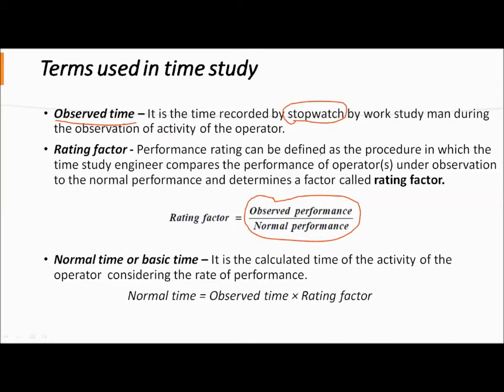Now you come to what is called normal time or basic time. Normal time is actually the observed time multiplied by the rating factor. Suppose you have a rating factor, you multiply that rating factor by the observed time, then you get the normal time or basic time. For doing the problems, these terms are very essential.